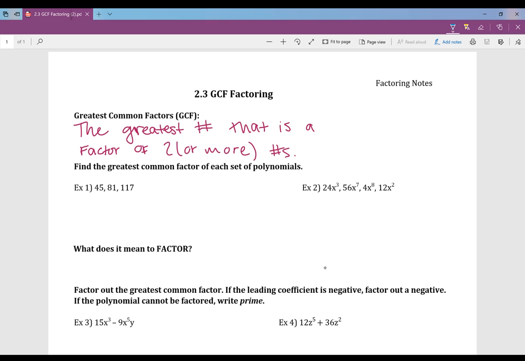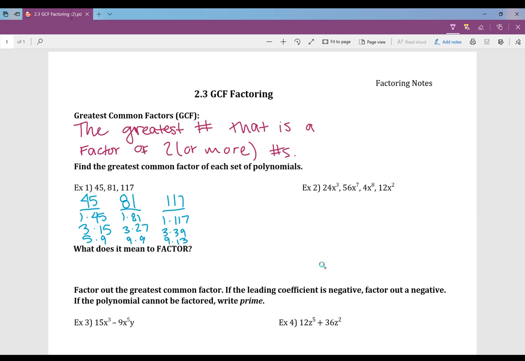So for example 1, we have 45, 81, and 117. We need to make a list of factors for each of these numbers. For 45, you can use your calculator to find your factors, but we would get 1 times 45, 3 times 15, and 5 times 9. For 81, we get 1 times 81, 3 times 27, and 9 times 9. And then for 117, 1 times 117, 3 times 39, and 9 times 13.